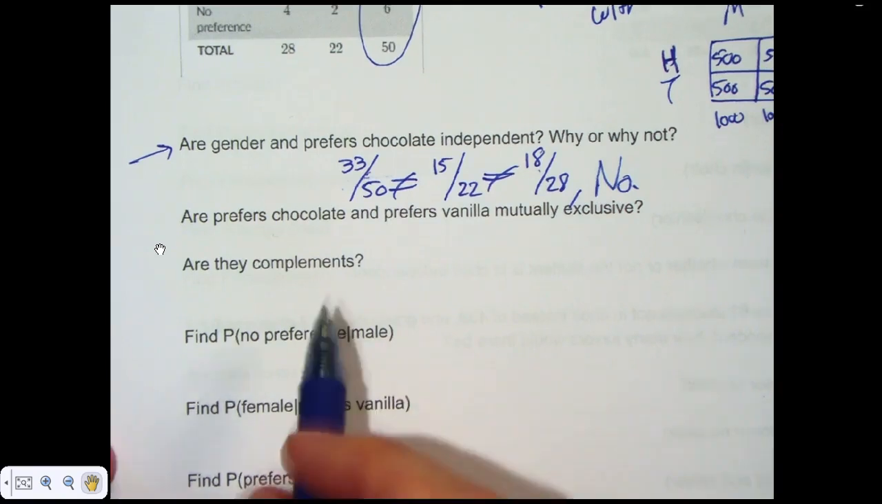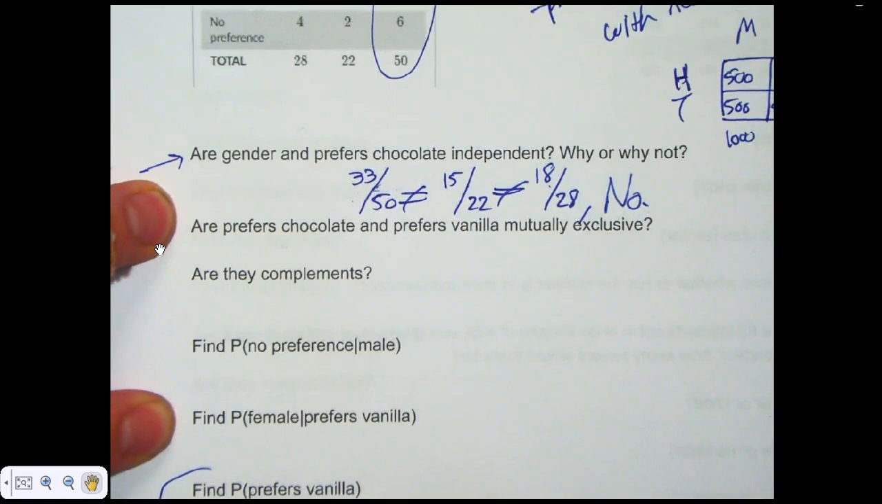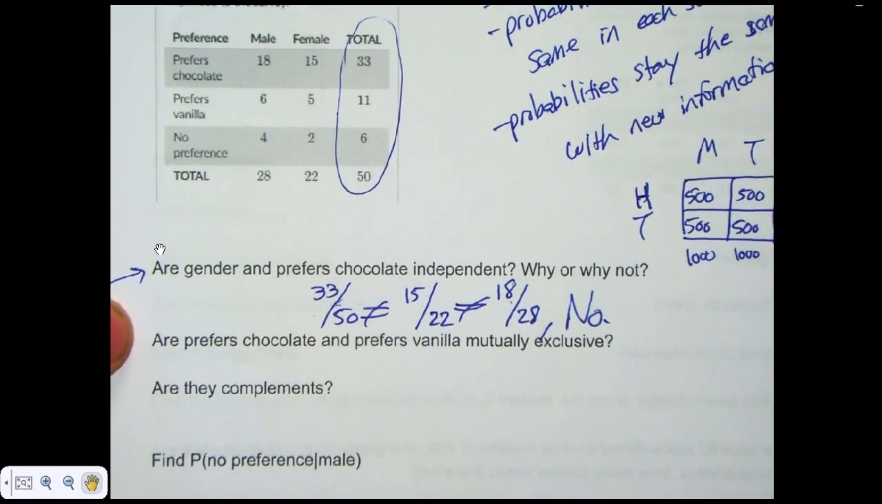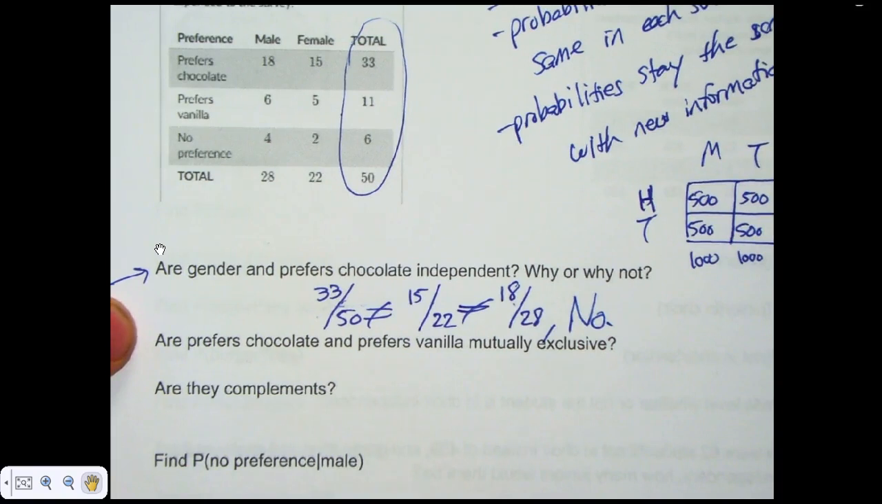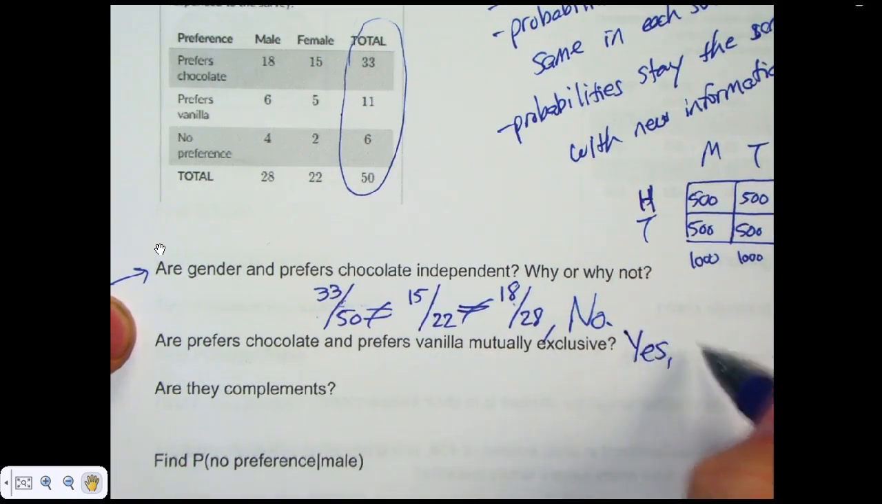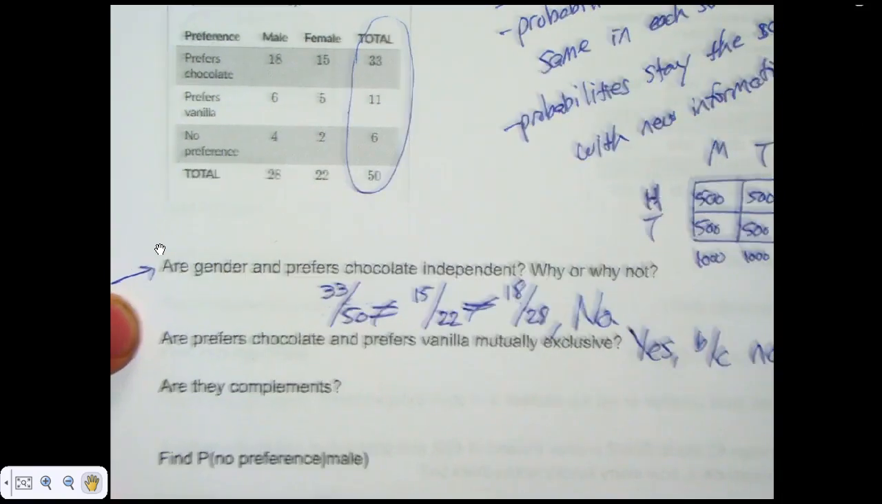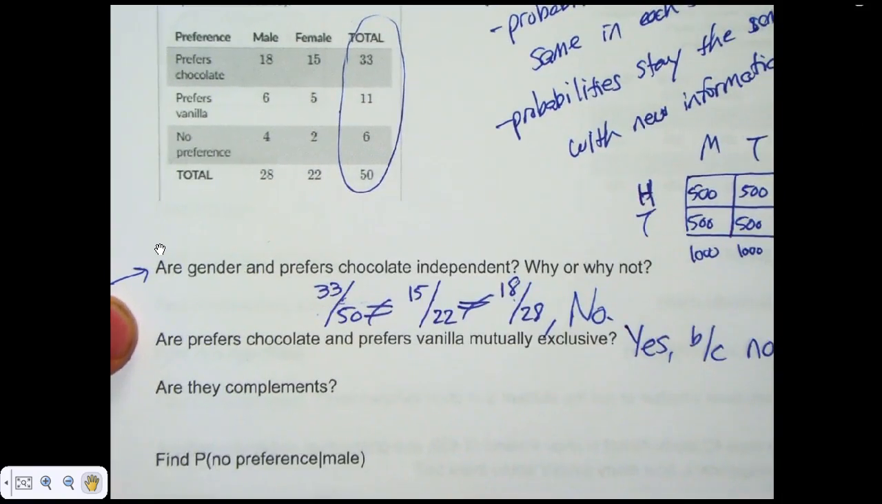Okay. The rest of these I think we've got, well, no, this one down here is new. Are prefers chocolate and prefers vanilla mutually exclusive? They are, because can they overlap? They can't. So they are mutually exclusive. If you want to write a little note, I didn't ask you to justify it, but you could say yes because no overlap. Like you can't prefer chocolate and prefer vanilla.